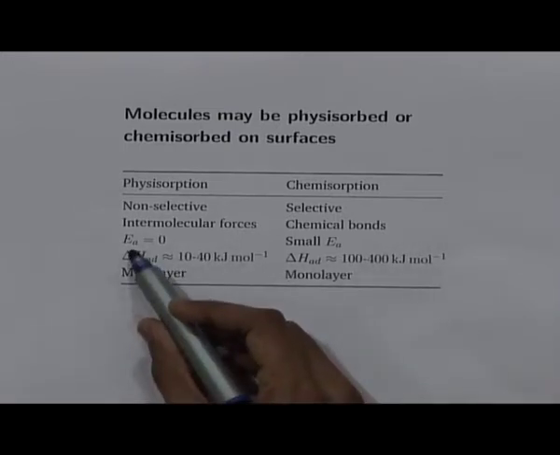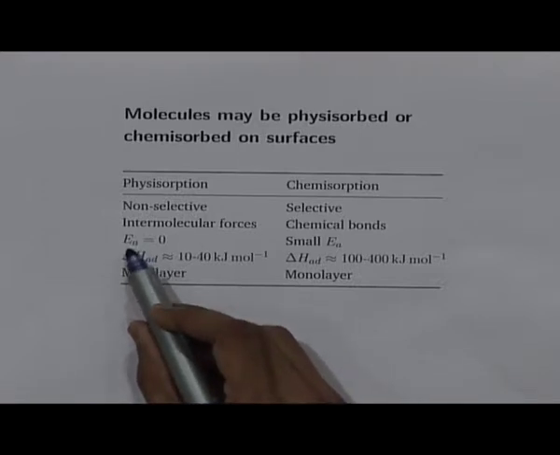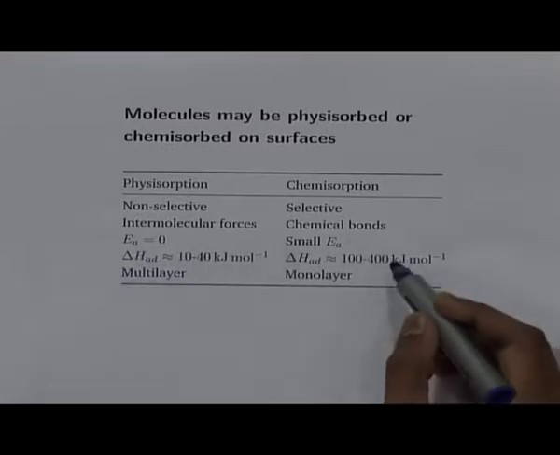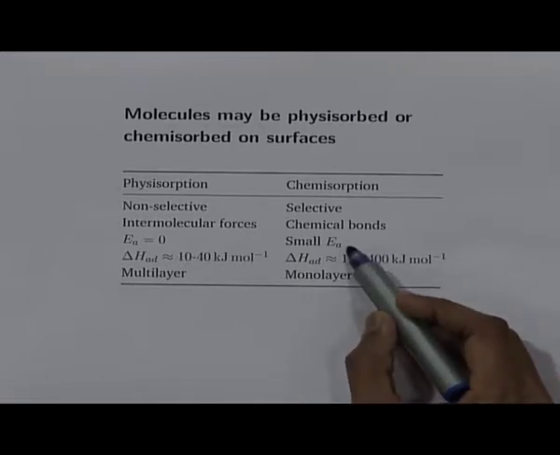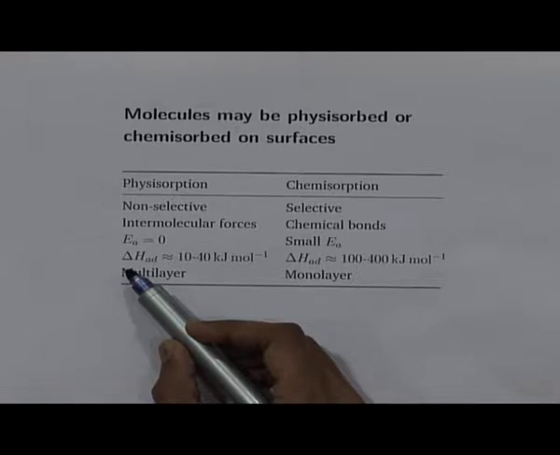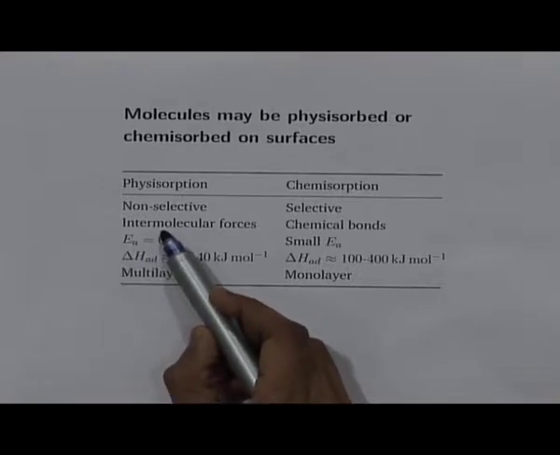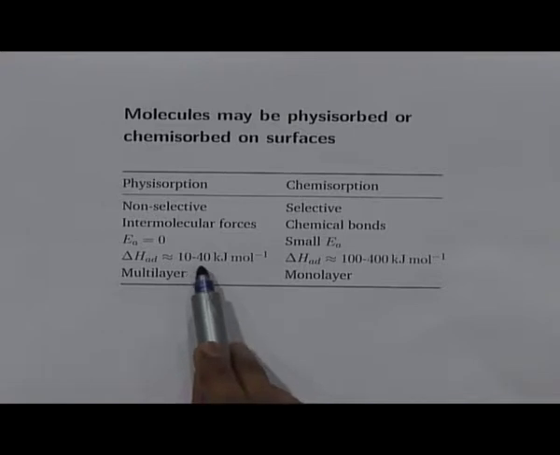The third difference, and this is a significant difference, is that the activation energy for physisorption is 0, which means that it has almost no barrier to physisorption, and in the case of chemisorption there is an activation barrier, but it might be small. And a very significant difference is the enthalpy of adsorption. Because physisorbed species are involved through intermolecular forces, the enthalpy of adsorption is quite small, only about 10 to 40 kilojoules per mole.